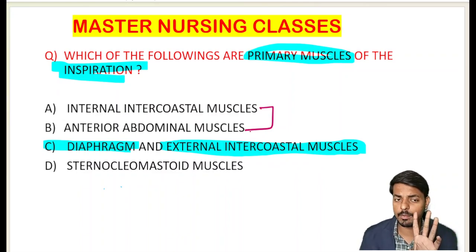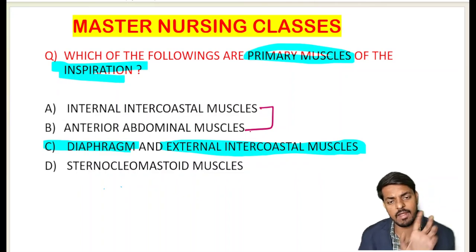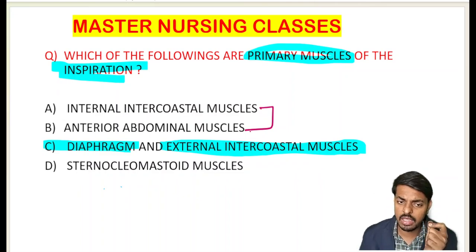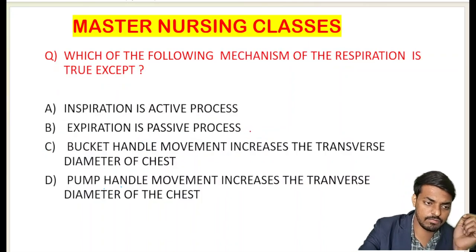And for primary inspiration we have two muscles, the main muscles of respiration: the diaphragm and the external intercostal muscle. Very important two muscles. The examiner will ask questions from this, with the same concept. Keep it in mind. Okay, here's the next question for you.